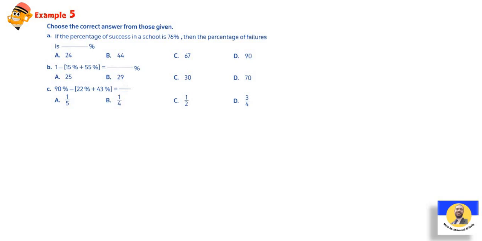Example 5. Choose the correct answer from those given. If the percentage of success in a school is 76%, then the percentage of failure is. In the school the students may succeed or fail. Is there anything else? No, the total should be 100%. The percentage of success is 76%, so what is the failure? We subtract to complete our numbers. So 100 minus 76 equals 24%.